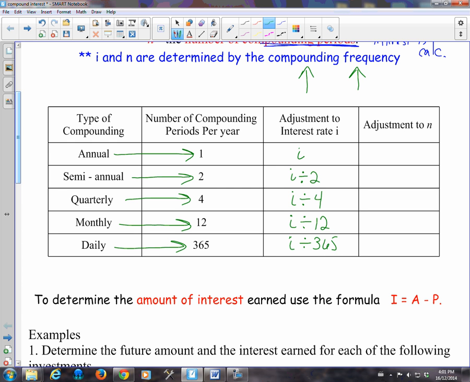The time frame, if we calculate interest annually, nothing changes to our end value. But if we calculate interest twice a year over, say, 3 years, we would do it 2 times each year. For 3 years would be 6 times. So you've got to take your n and multiply by 2. Or 4 times a year would be your number of years times 4. Or 12 times each year, your number of years times 12. Or 365. So you're getting the idea. To adjust n, you multiply by your compounding frequency, and to adjust i, you divide by your compounding frequency.